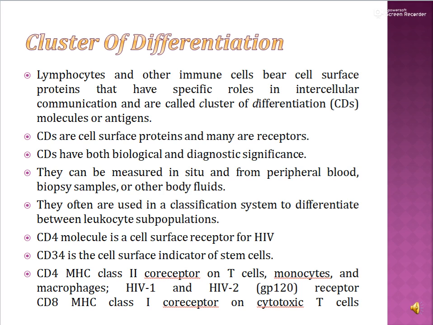CD34 would be present on its surface, and the CD4 MHC class 2 co-receptor is found on the T helper cell, and CD8 is found on the cytotoxic T cell. So like that, to differentiate the different types of biological cells, you can use cluster of differentiation antigens. To differentiate between the leukocyte subpopulations, we mainly use the cluster of differentiation antigens.